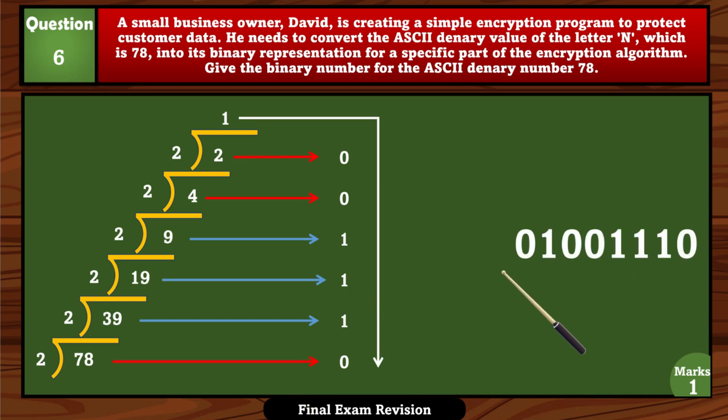So why do we have an extra 0? Because we need to give the answer as an 8-bit binary number. So that's why these are 7 bits. So that's why we need to add a 0 here to make it an 8-bit number. Okay, so as you can see here, starting from here, 1 0 0, 1 1 1 0.